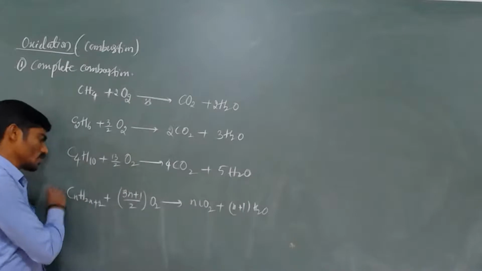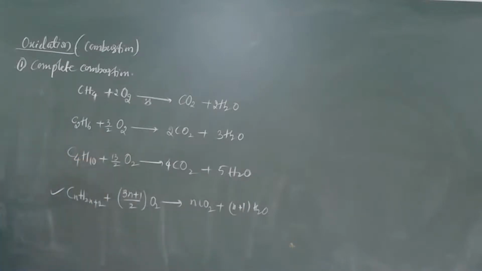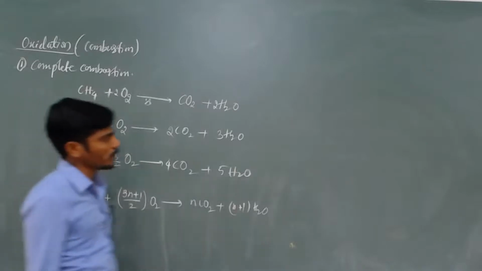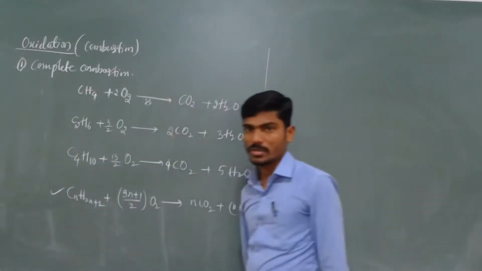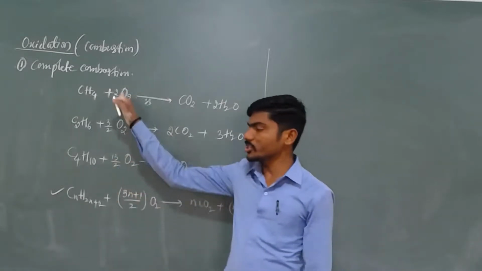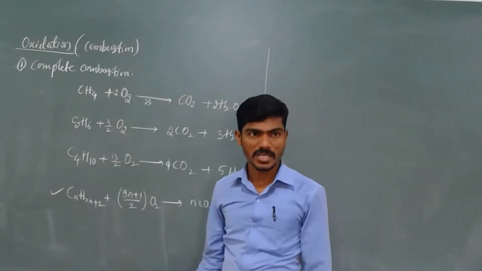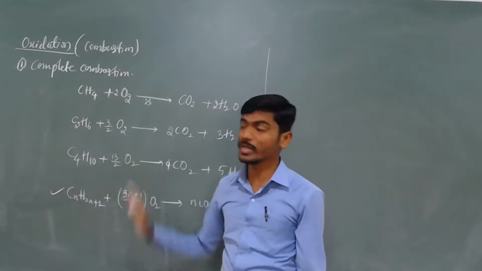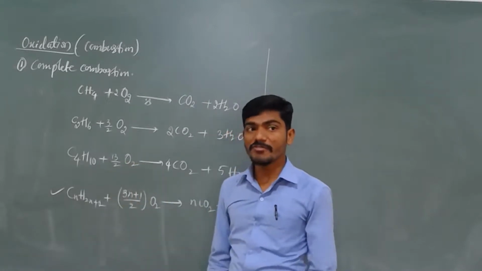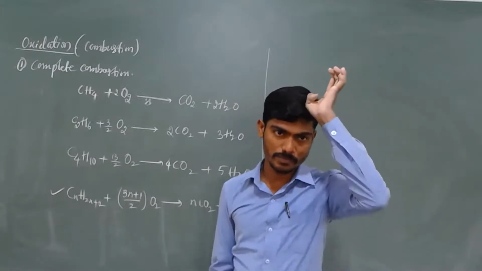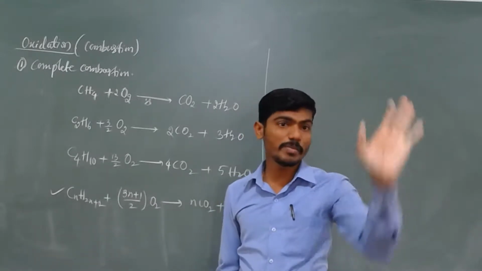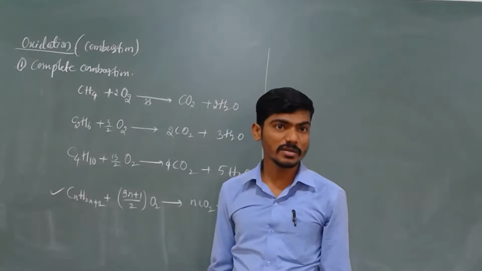General equation for combustion. This is complete combustion. Complete combustion means in the presence of a sufficient amount of oxygen. If oxygen is sufficient, it undergoes complete combustion. If there is a limited supply of oxygen, it gives incomplete combustion.